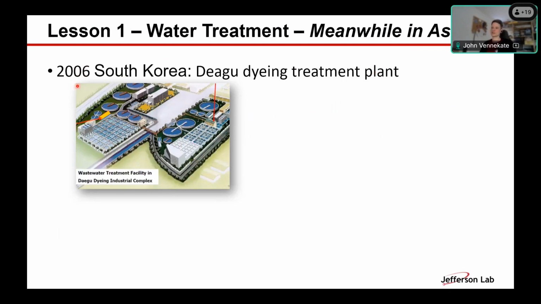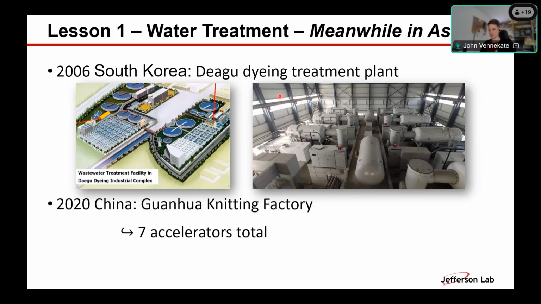So this is early 2000s or mid 2000s, actually 2006 in South Korea. There was a first pilot project at an industrial dyeing treatment or dyeing textile industry plant, where they used to have their local treatment plant for the water that was obviously heavily contaminated from the textile industry on that site. And there they then integrated an electron beam facility also based on normal conducting technology to break down the contaminants in that industrial wastewater.